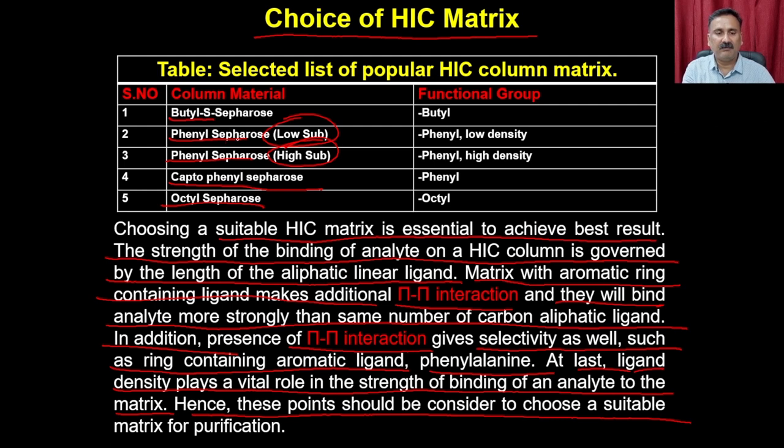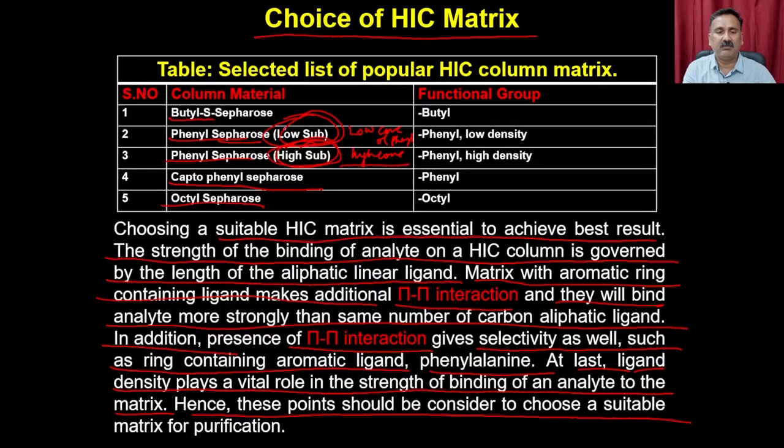For example, you have two choices. You can use the phenyl sepharose low substituted and phenyl sepharose high substituted. So low substituted means a low concentration of the phenyl group present on the matrix, whereas here you are going to have the high concentration. So depending on the affinity of a protein for a matrix, you can choose whether you want the low substituted or the high substituted.